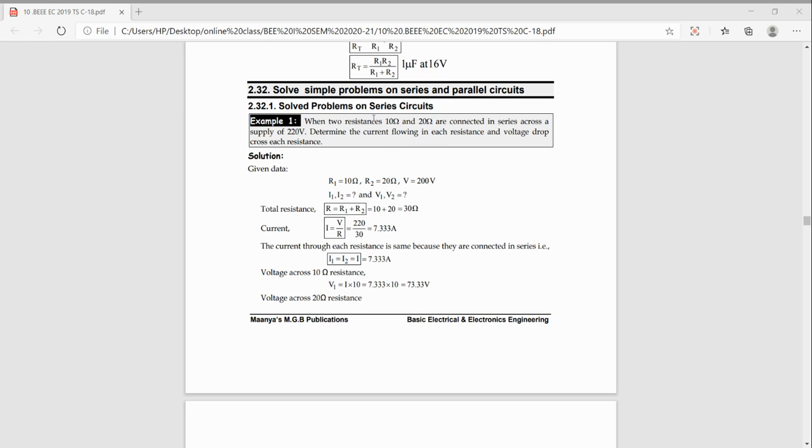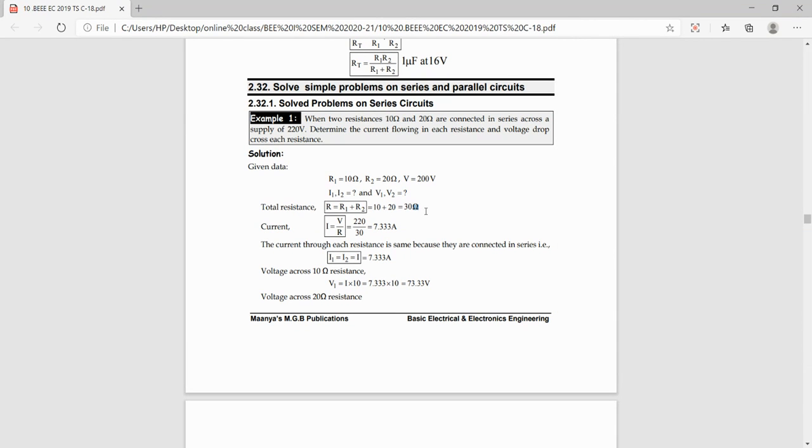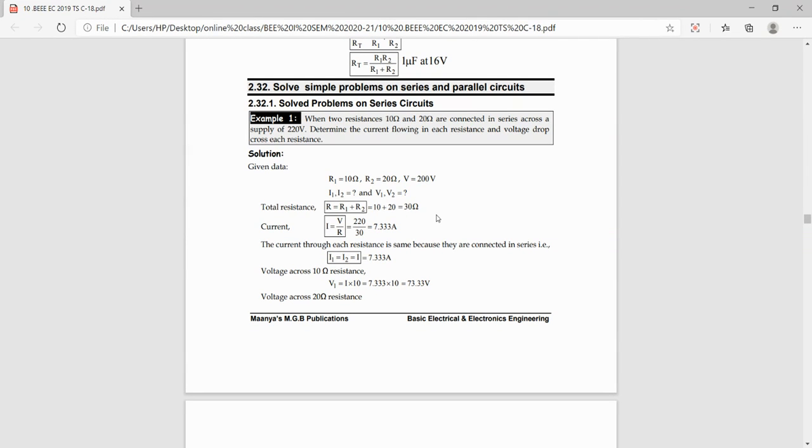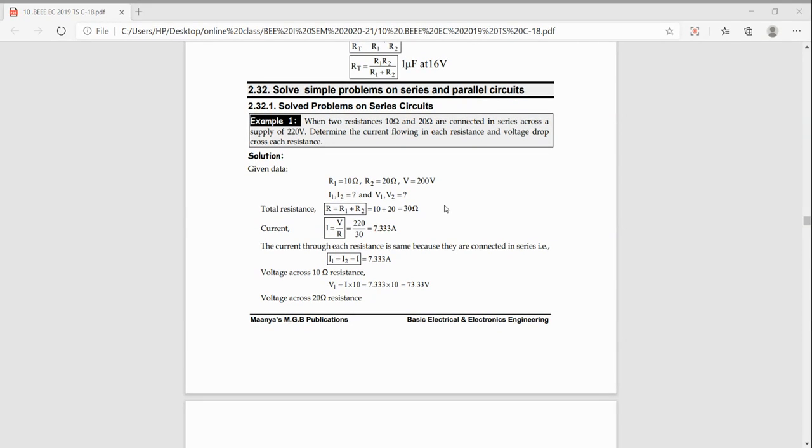See here, as this is a series circuit of 10 ohms and 20 ohms, you can find the total resistance: R is equal to R1 plus R2, which is equal to 10 ohms plus 20 ohms, which is equal to 30 ohms. So the total resistance is 30 ohms. Now you have to find the current.